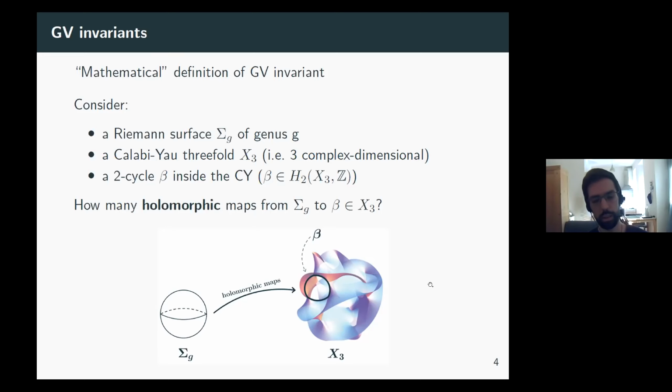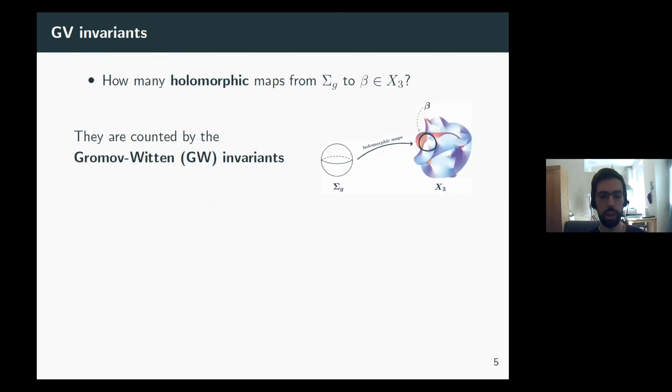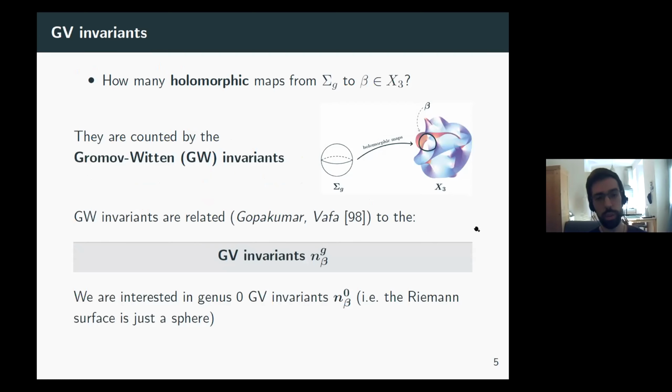It turns out that these maps are counted by the topological invariants called Gromov-Witten invariants that in turn are related to the so-called GV invariants, the Gopakumar-Vafa invariants that we denote with the symbol n^β_g, where this beta is the 2-cycle inside the Calabi-Yau and g is the genus of the Riemann surface. So the GV invariants, these topological invariants, will be our main objects of interest for the rest of the talk. And more specifically, I'll focus on genus 0 GV invariants, meaning that the Riemann surface in that case is just a sphere.